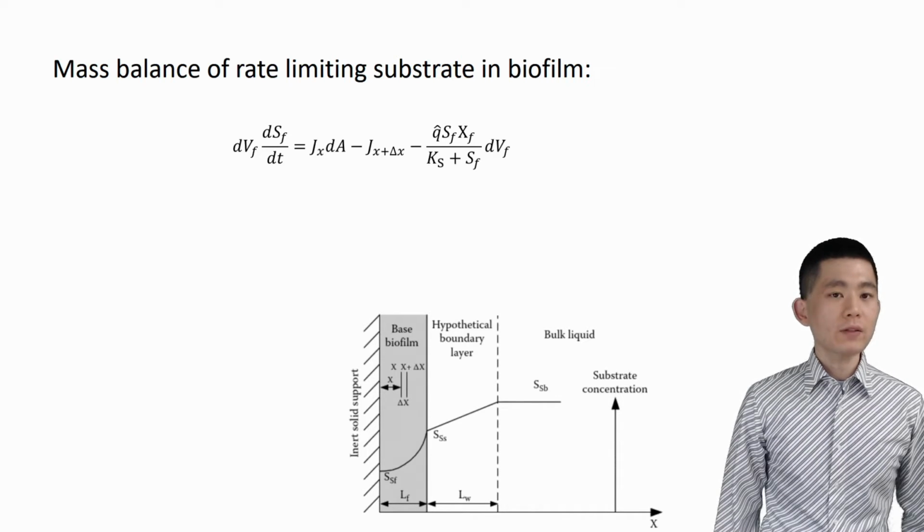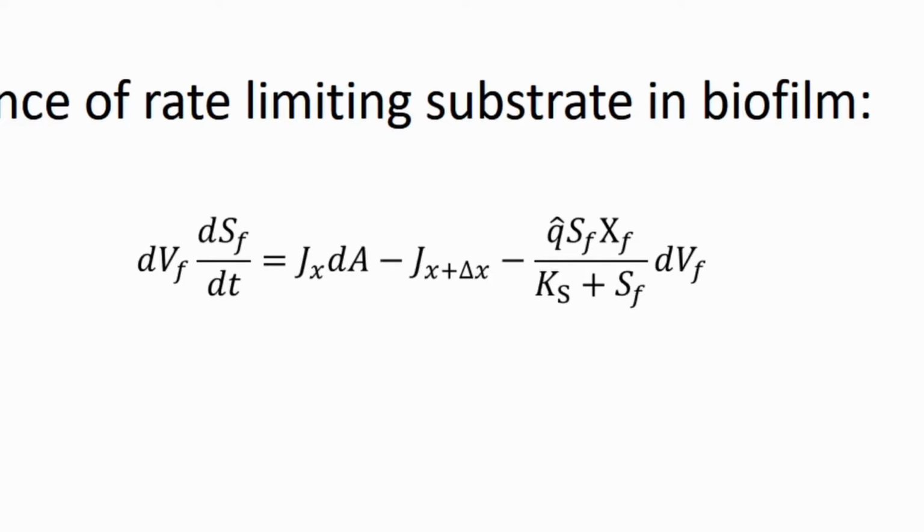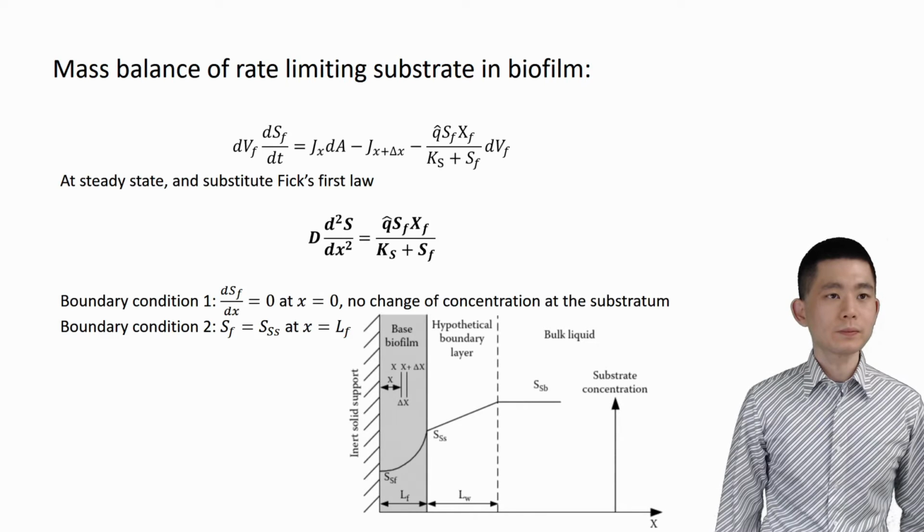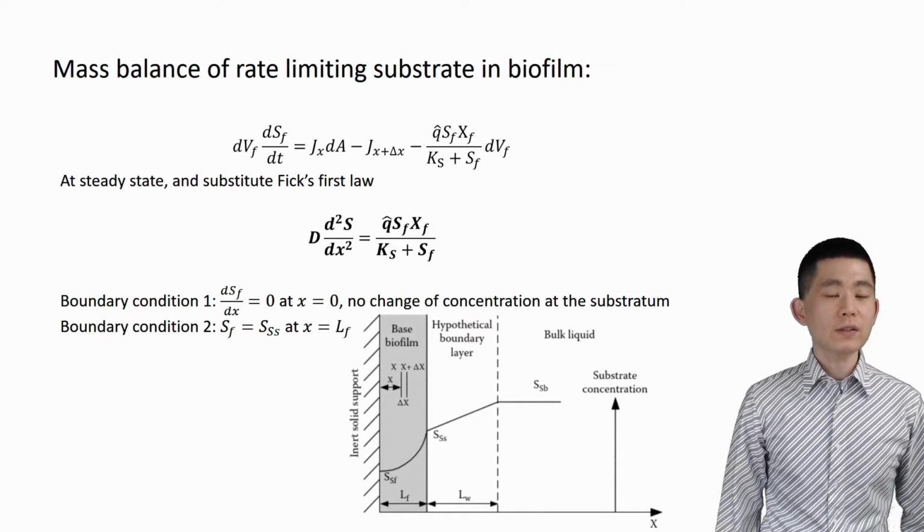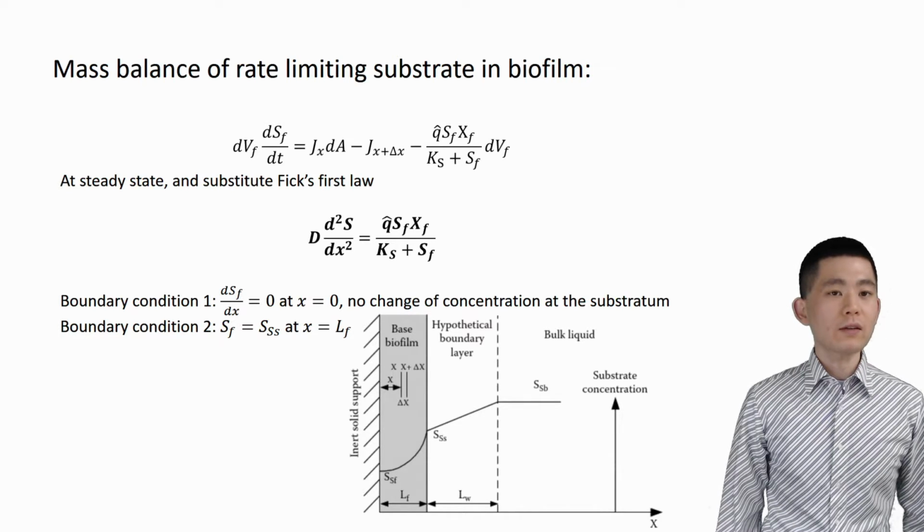The mass balance at the differential layer is: the change of substrate concentration equals the flux in, minus the flux out, minus the consumption. At steady state, there's no change of substrate concentration in the differential layer. We can substitute Fick's first law into the mass balance and get this diffusion reaction equation.